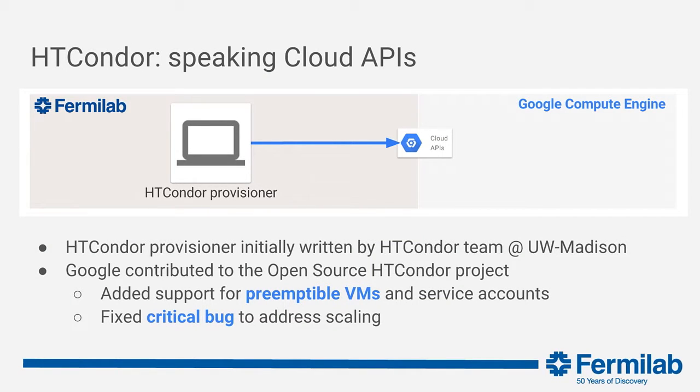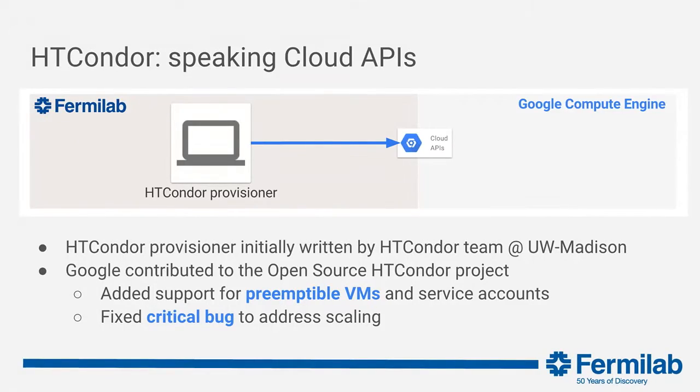Okay, so let's break apart some of the pieces here. So HTCondor, this is a batch system, but also our provisioner. It speaks cloud APIs. It's written by the University of Wisconsin-Madison team. It's been around for a long time, and this is where Google helped us out. They contributed to this open source project. They added support for this to speak preemptible VMs and service accounts, and actually they fixed a critical bug, which we found the Friday before we were going to do the demo on Monday, to address scaling, where we couldn't get anywhere close to where we needed to be.